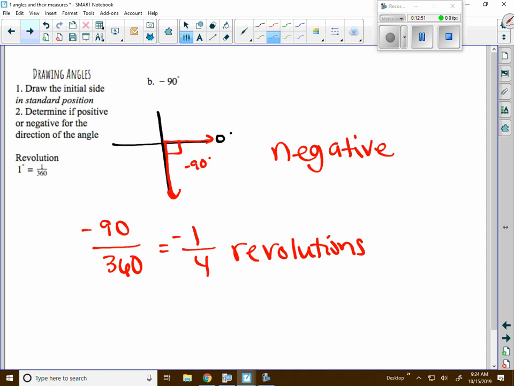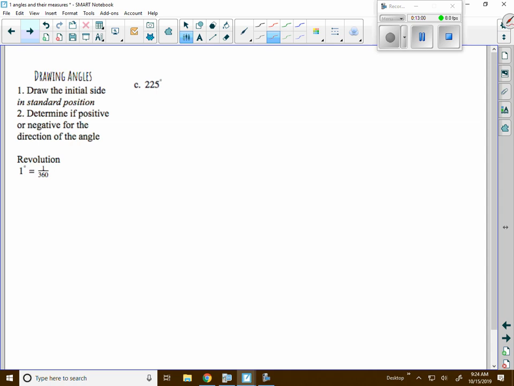Go ahead and see if you can set up the next one. Do all 3 parts. Draw the angle, tell me is it positive or negative, and then do those revolutions. Do your best on drawing that angle. Think about what you know.